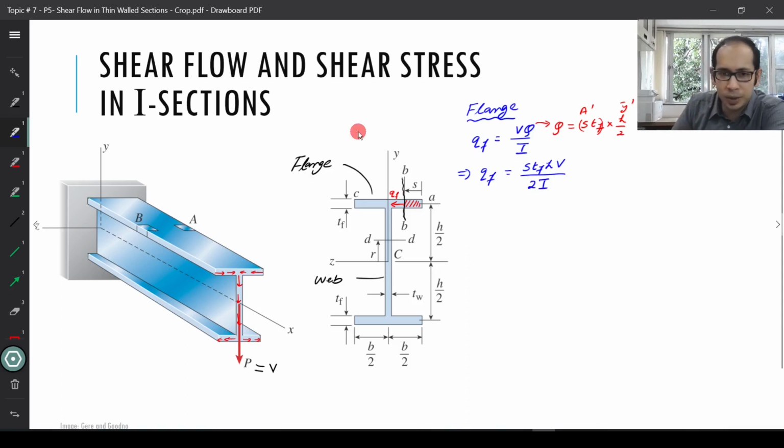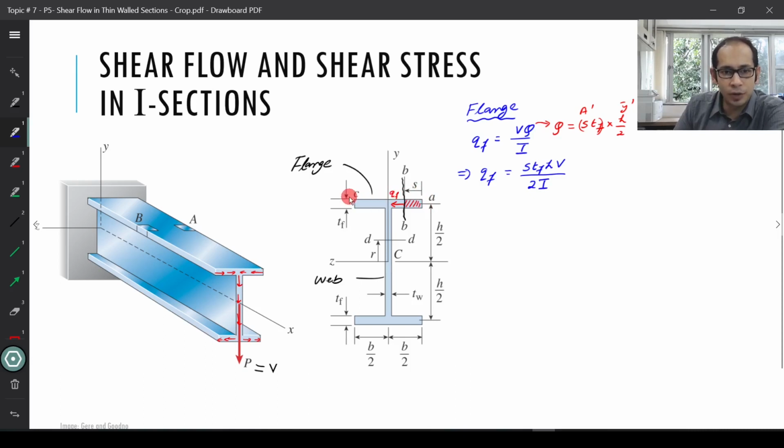Note one particular thing: this is a function of S. So what does it essentially mean? It means that at the edge where S equals 0, Q equals 0, and it slowly peaks up as you reach towards the center. Now since this is a doubly symmetric section, meaning that it is symmetric about this axis and about this axis over here, it actually suffices to just look at one quarter of it. So we'll just do it for one quarter. Here you see that S is 0, so Q equals 0, and it slowly peaks up and becomes a maximum at this particular point over here.